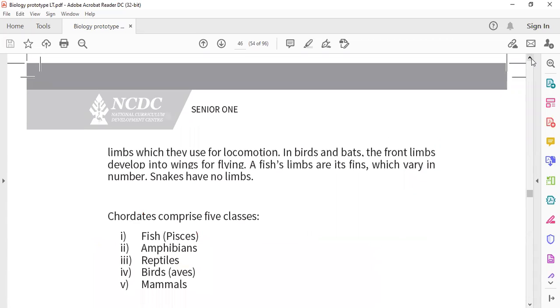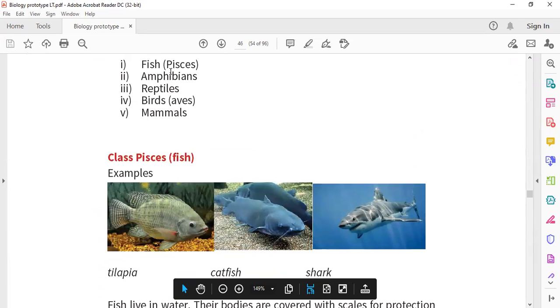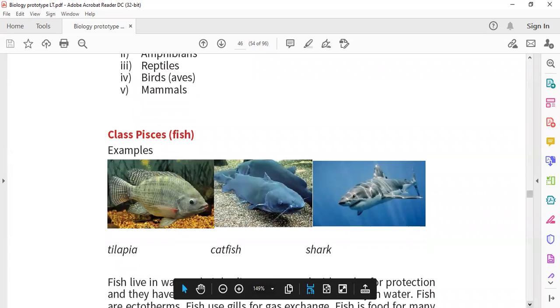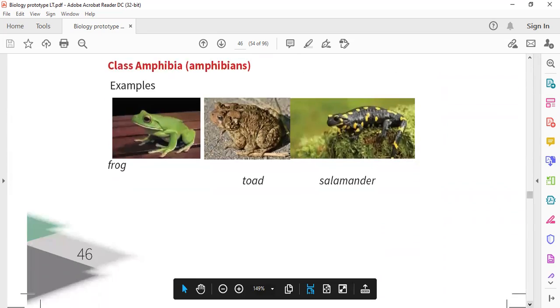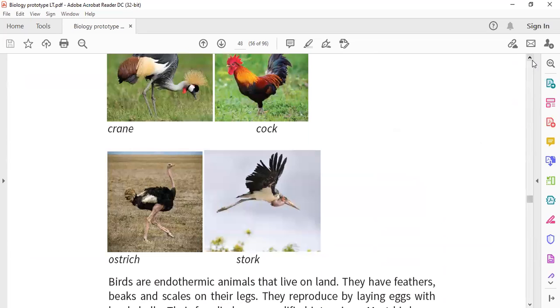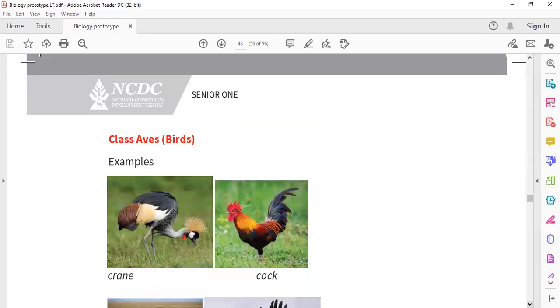We started by looking at class Pisces, the fish, then class Amphibia, class Reptilia, class Aves, class Mammalia. So we have looked at these 3. Now we have a duty to look at these remaining 2 classes in that phylum. So that's why today we want to take a look at some of the examples, then characteristics of organisms in class Aves.